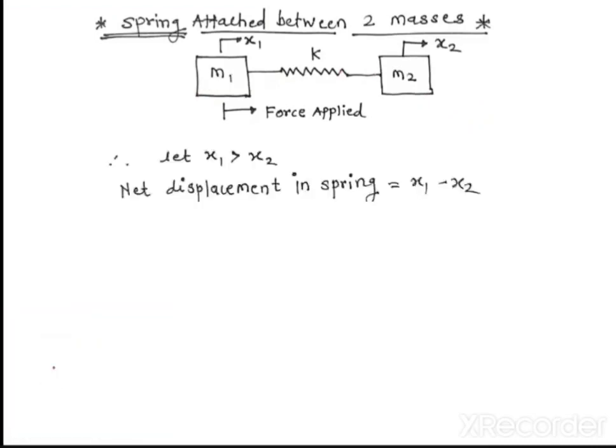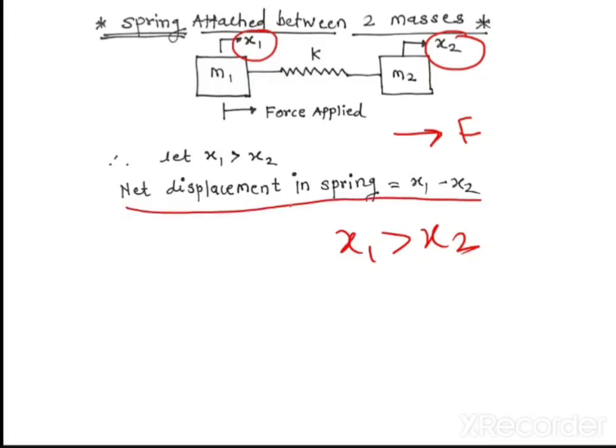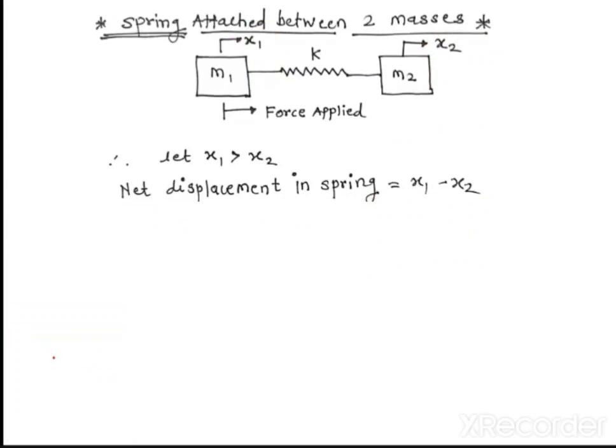Now let us say x1 is the displacement of mass m1 and x2 is the displacement of mass m2. This is a two coordinate system, a 2 degrees of freedom system. This is not in your syllabus, but you have to understand the concept. Let us say the applied force is in this direction, so x1 and x2 are the displacements of masses m1 and m2. You assume that x1 is greater than x2. Then the net displacement of the spring will be x1 minus x2.